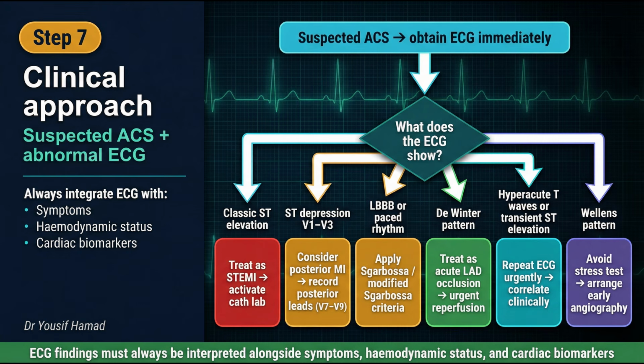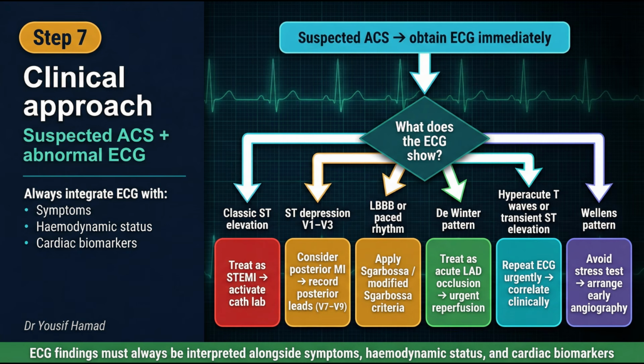Step 7. Apply a practical clinical approach. In any patient with suspected acute coronary syndrome, obtain an ECG immediately. If classic ST elevation is present, treat as STEMI. If ST depression is seen in leads V1 to V3, consider posterior myocardial infarction and record posterior leads. If left bundle branch block or pacing is present, apply Sgarbossa or modified Sgarbossa criteria.